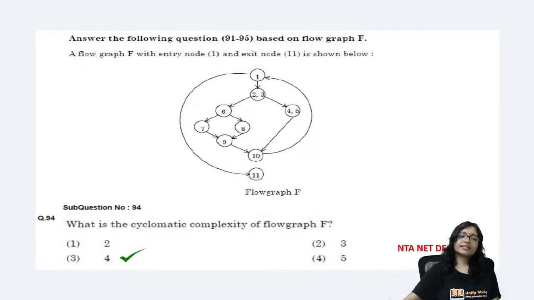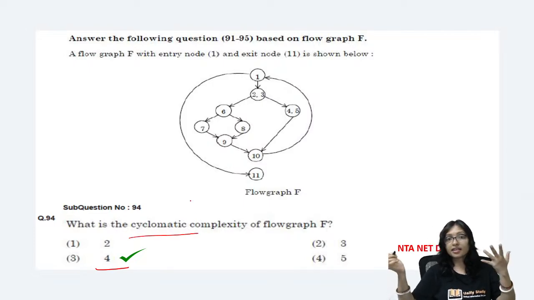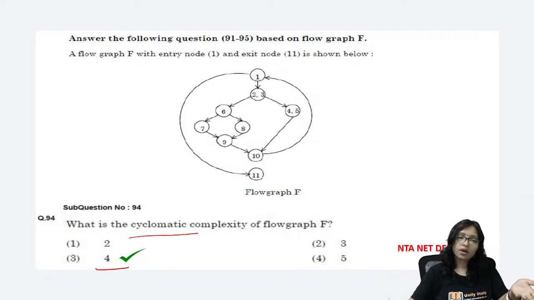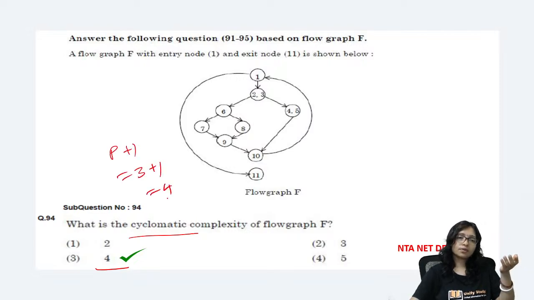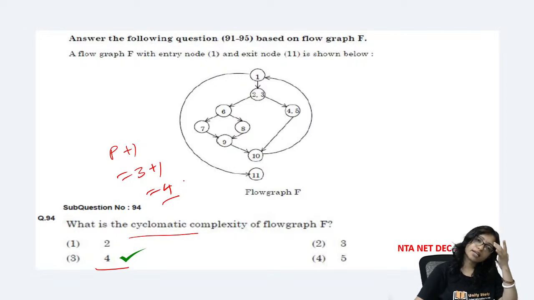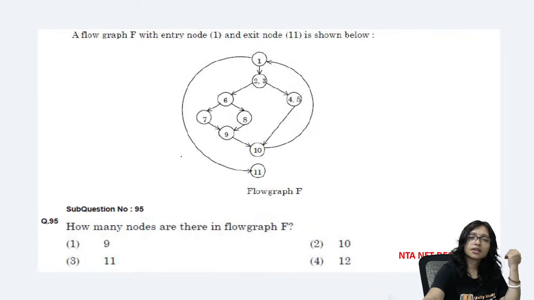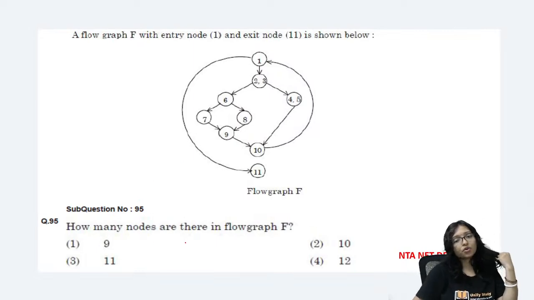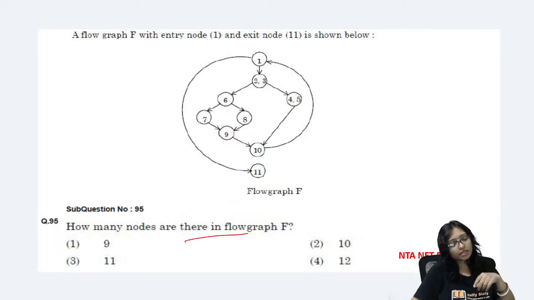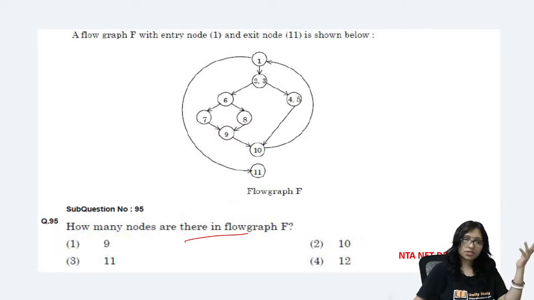Yes, definitely. Just now you saw that cyclomatic complexity means how many regions are there. Just now you counted the number of predicate nodes, 3 plus 1, that will be 4. So anyhow your cyclomatic complexity will be 4 only. That is the answer. Very good. So how many nodes are there in the flow graph? This is the last question, I think.